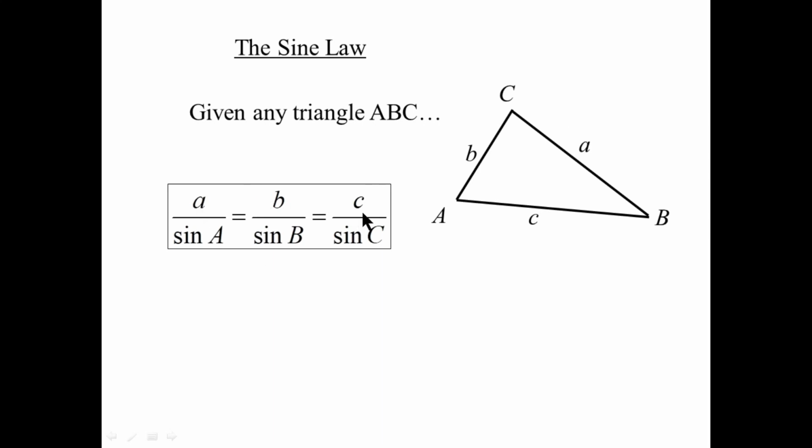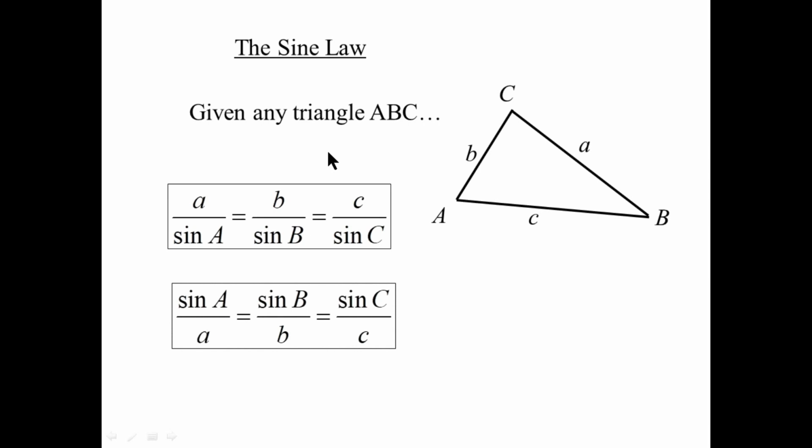Sometimes it's convenient to flip all three of them, in which case we have sine A over a equals sine B over b equals sine C over c. You can't flip some of them, but you can flip all of them.